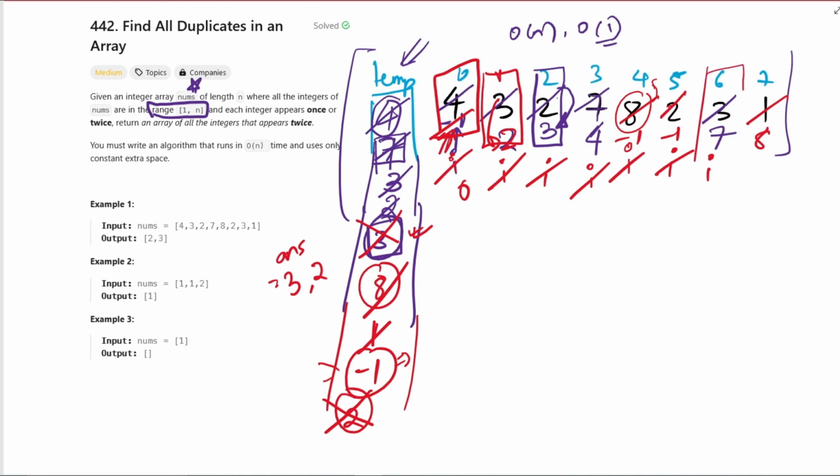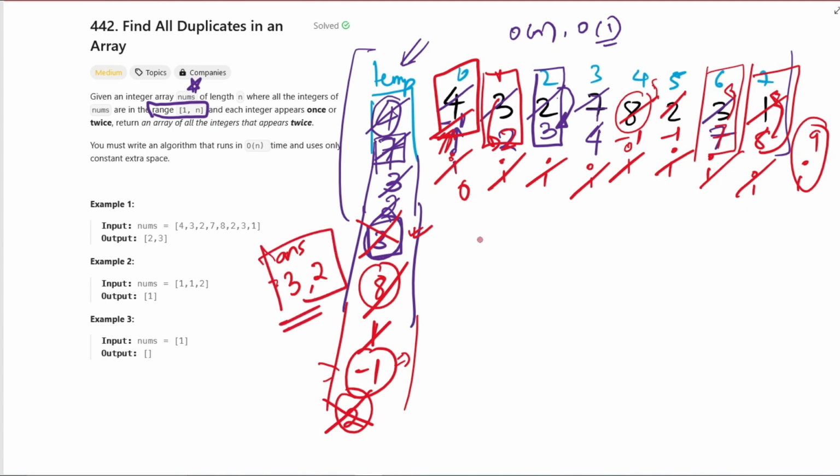I will see that this 7 is also at its correct position. Again, I will increment I. I will see that 8 is also at its correct position. Again, I will increment I and I will reach the 9 index, right? So when I reach out of bound, I will stop. And that is where I will return this whole answer. So this is one of the approaches that came to my mind when I was solving it. That is the reason I'm telling you.